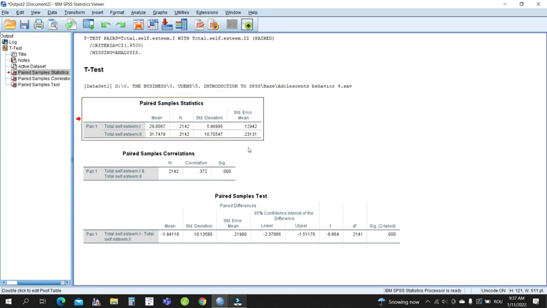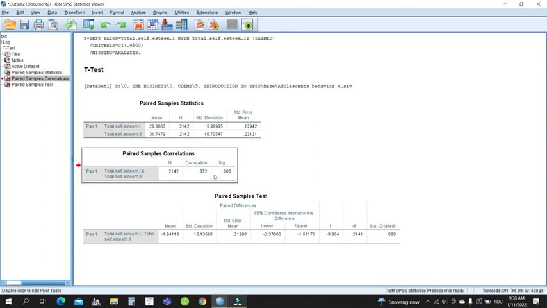So, taking into account only the mean values so far, it seems that the self-esteem of our participants has increased from the first semester to the second semester, from a mean of 29 to a mean of 31. Now, let's see if this difference is also statistically significant. But until then, let's take a look at the second table.